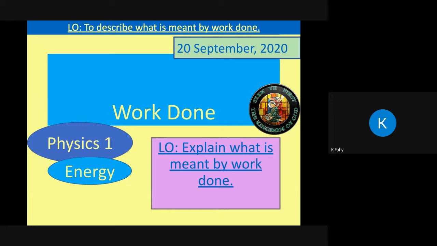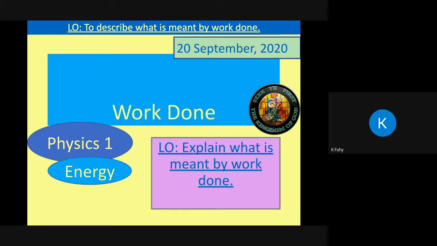Today we're looking at work done, and we're going to explain what is meant by that. Before we get started, do the usual: find yourself a quiet space to work, get yourself a pen, a piece of paper and a calculator, which would help you a lot as we will be doing a few calculations.